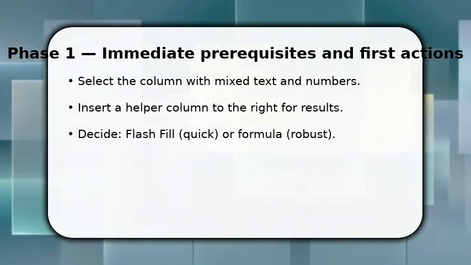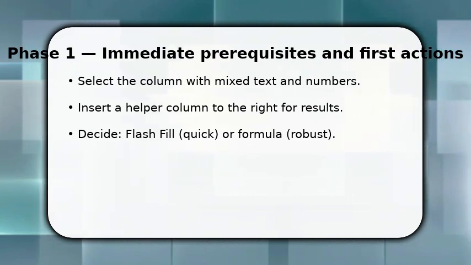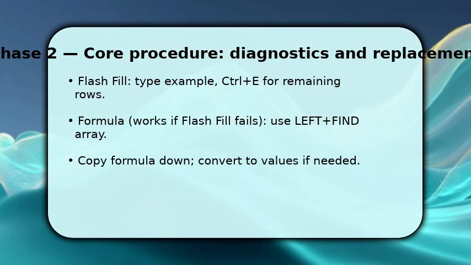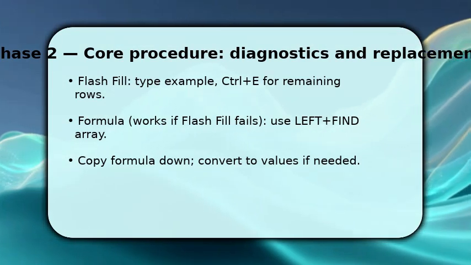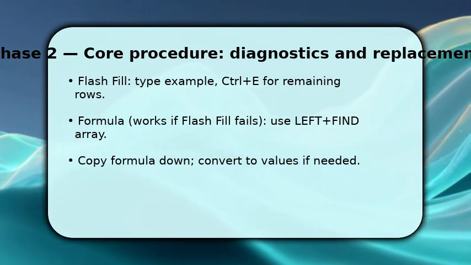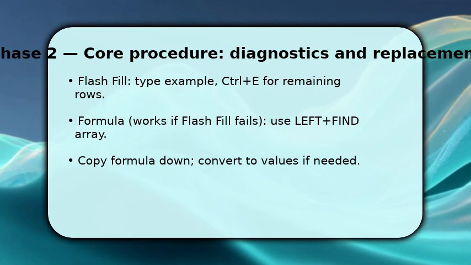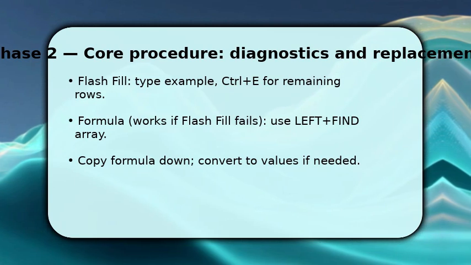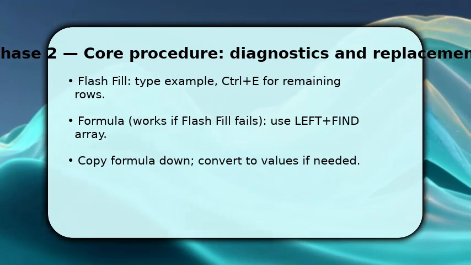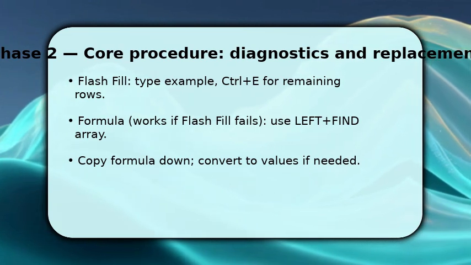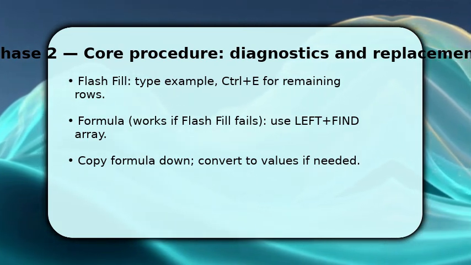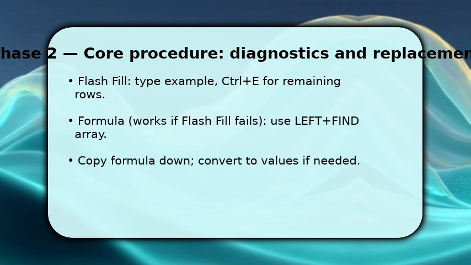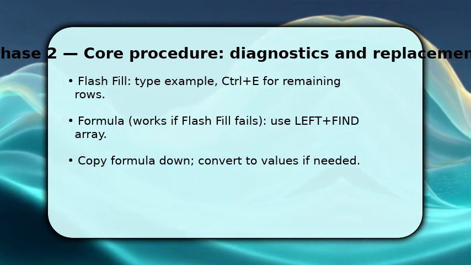If you prefer a reliable formula that works at scale, switch to the helper cell and prepare to paste the formula in the next step. If Flash Fill did not match every row, use a formula that finds the first digit and takes the preceding text. In the helper cell paste =LEFT(A2, MIN(IFERROR(FIND({0,1,2,3,4,5,6,7,8,9}, A2&"0123456789"), 9999)) - 1), and confirm with Enter. In older Excel, press Ctrl+Shift+Enter.